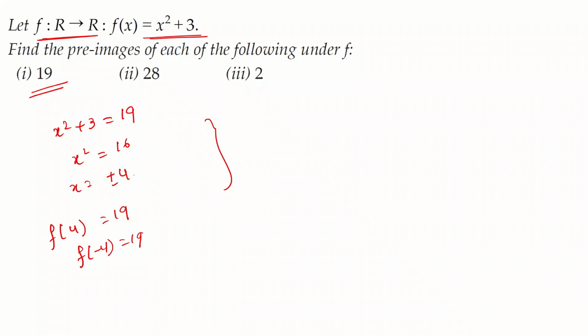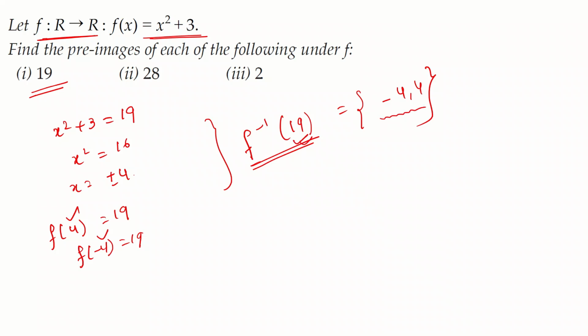No objections in that. So what I wanted you to know is that these 2 points, 4 and minus 4, are called the pre-images of 19, and we write them down like this: f inverse of 19 is the set minus 4 and 4. So this is called the inverse function. This inverse function gives you the opposite images, that means the pre-images. So if you want to find out the inverse function of f for this point 19, then you have to find out all those points that give you 19.